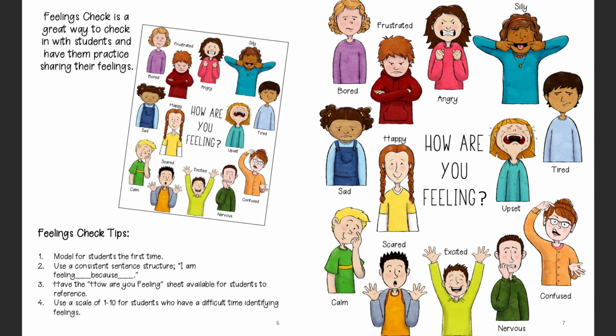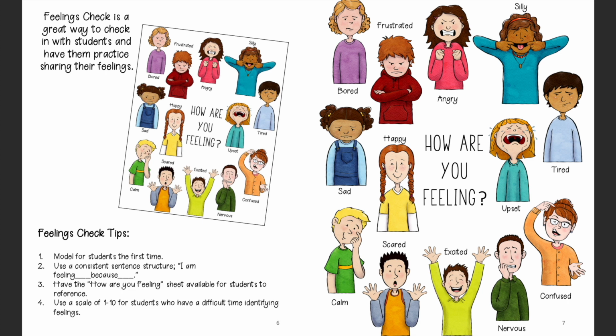And then I love to start with a feelings check. That's how you can have students practice sharing their feelings. Each week at the start of the group session, you want to go around and share how you were feeling and why. You can model this for students, and you want to use a consistent sentence structure to make it easy for them to follow. So, I am feeling blank because blank.